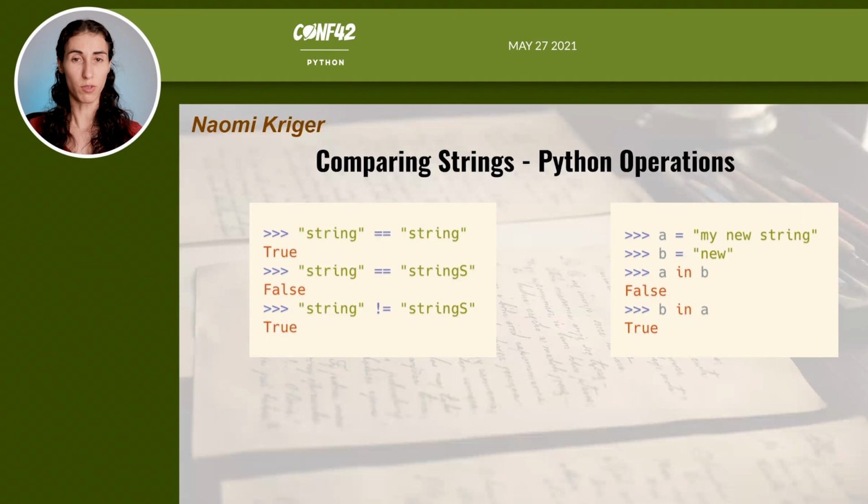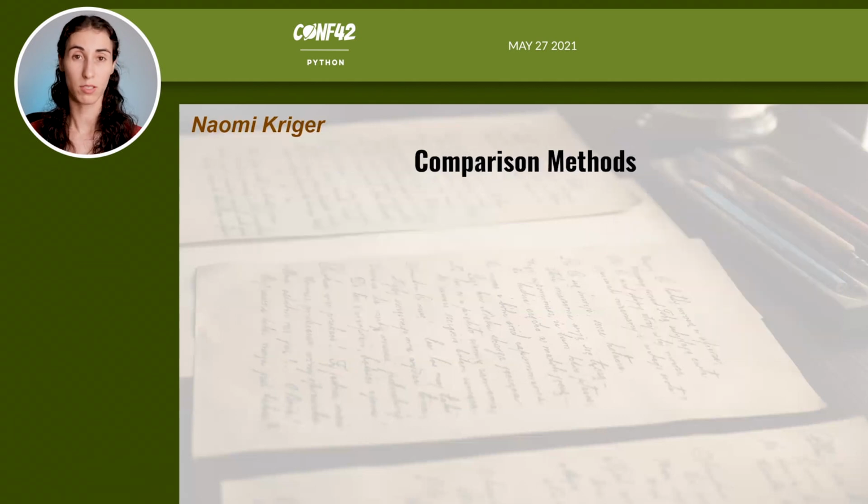Another built-in operation is the ability to check if one string is contained in the other. So if one string is fully contained in the other one, this is great. But if we're talking about partial containment, typos, such different edge cases, again, this is not flexible enough for our needs. And that is when the comparison methods that we will discuss today will get into action.